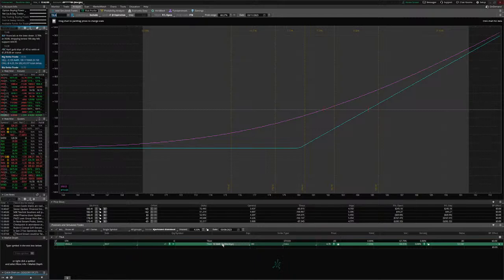And the reason I don't like to do this, so again, the blue line is the profit and loss at expiration, at the end of the day on Friday. So here's the blue line. That's the profit and loss at expiration. And then the purple line is the profit and loss diagram right now. And that will change during the day.